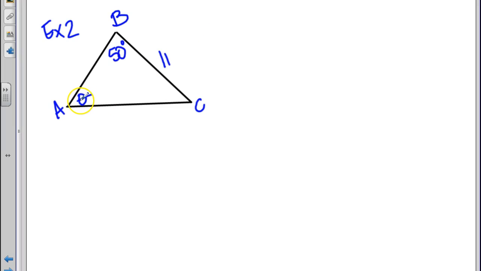So I have angle A, side A, angle B, and side B. Sorry, side B is 10. We need one more thing, don't we? So this is side B. All right, so I have sine of some angle, theta, over 11 is equal to sine 50 over 10.